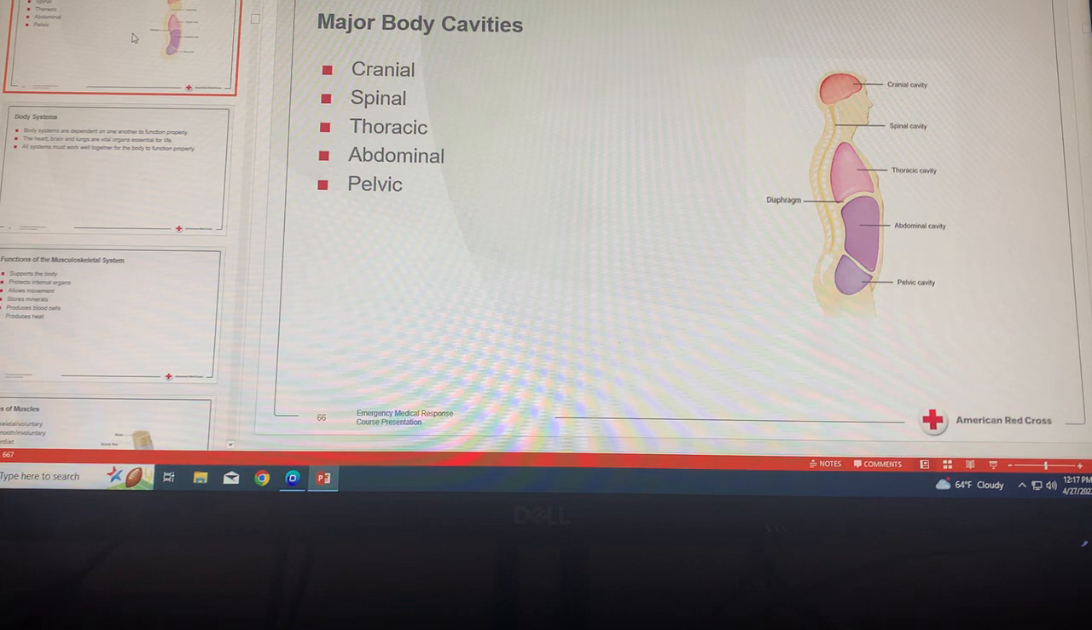Thoracic cavity, chest cavity, located in the trunk between the diaphragm and the neck and contains the lungs and heart. The rib cage, sternum, and the upper portion of the spine protect it. The diaphragm separates the cavity from the abdominal cavity.